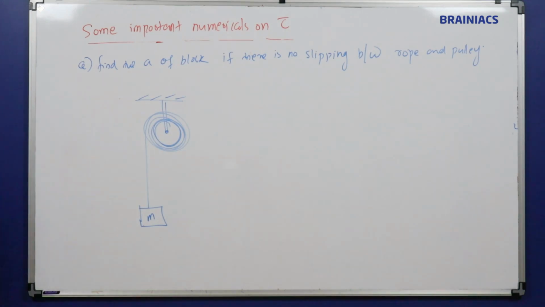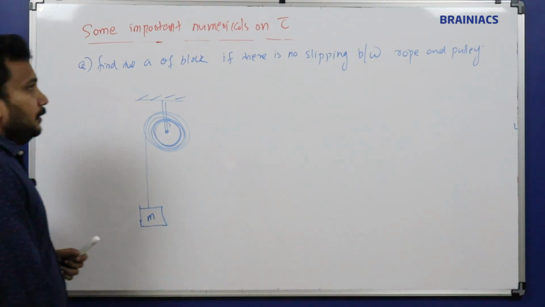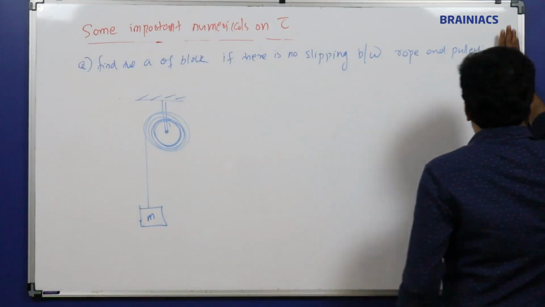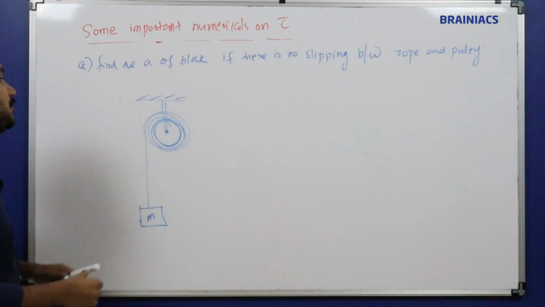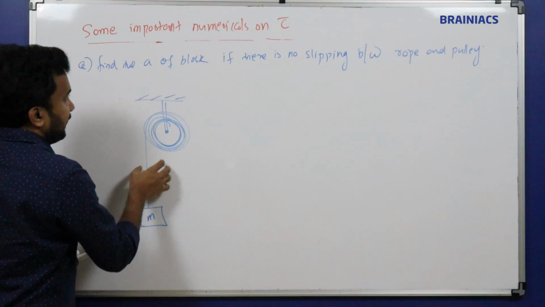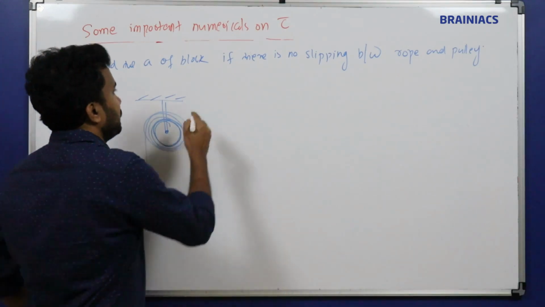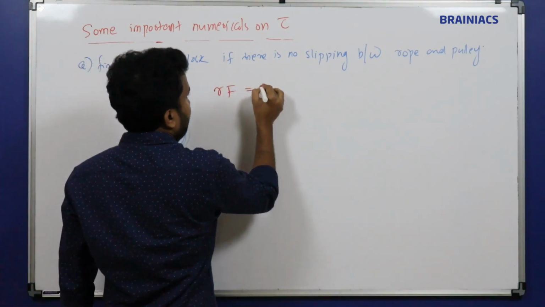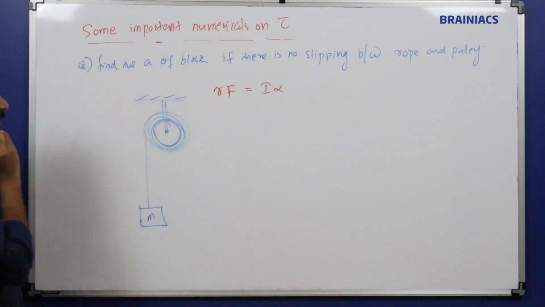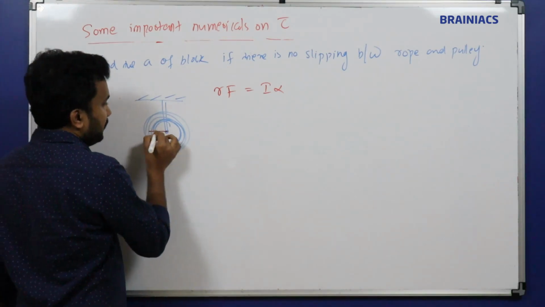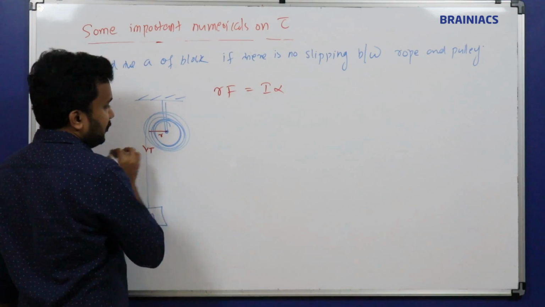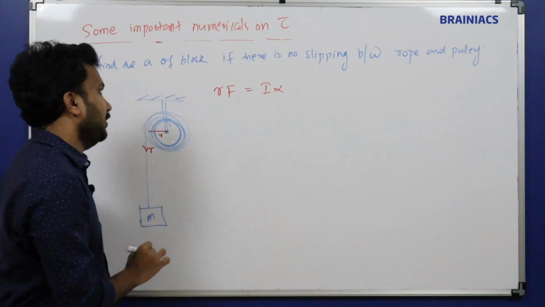Fine. Here we need to find out acceleration. I hope you already know some shortcuts from the laws of motion which are required to apply over here. So let's see. So this is a force which is acting here. We will write the first step as we know for rotational motion, RF will be equal to I alpha. R should be perpendicular and F should be perpendicular. R is the radius and this is the tension. Okay, it's above or below, whatever it is.